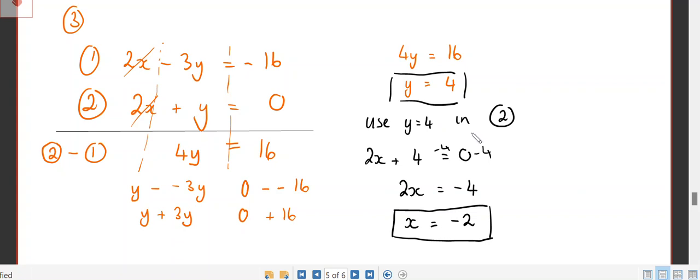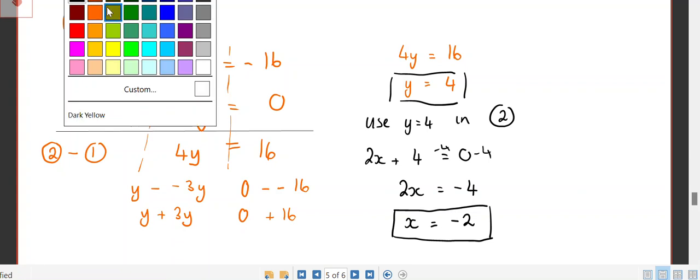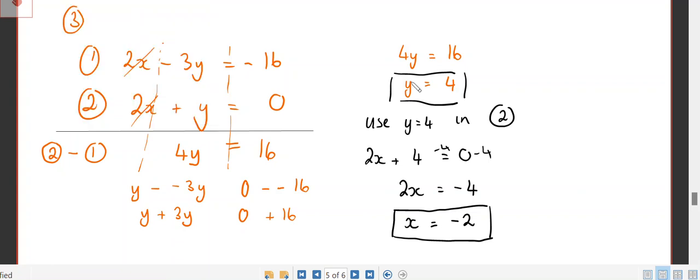All right. So how do I do my check? Just put them back into either. So I put them both back into number 1. Why number 1? Because I used number 2 to find the x value. So x and y, assuming I did this bit correctly, will work in number 2. But it might not work in number 1 if I made a mistake finding y in the first place.